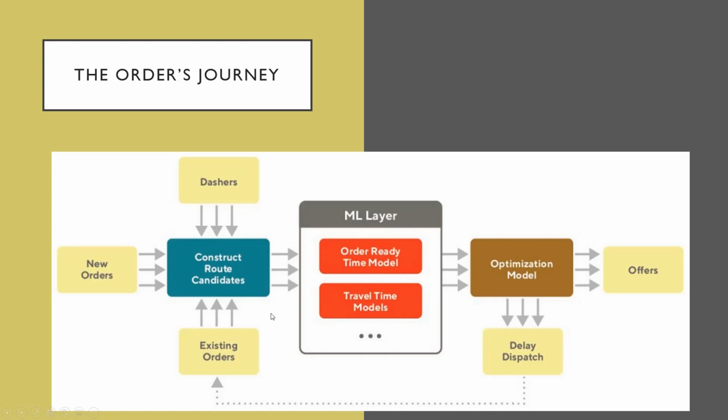And then they create a bunch of predictions and send it to the optimization model, who looks at all of this information and decides to either create an offer or delay the dispatch. So if an order isn't going to be ready right away, they might put it back into the existing orders and then send out the offers to the orders that, the food's almost ready. So this is kind of how they have explained their process.